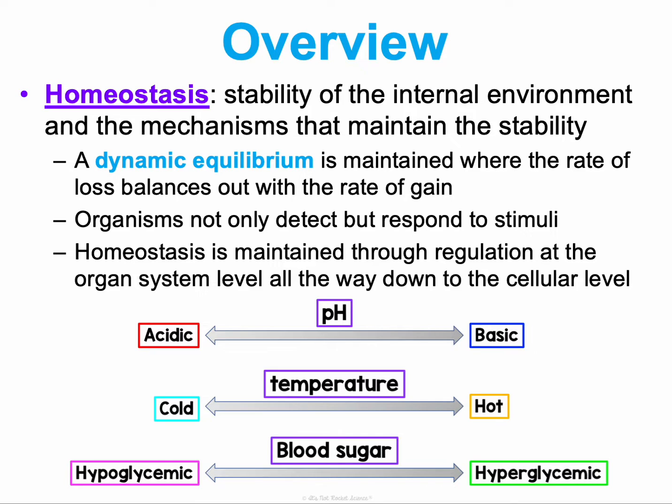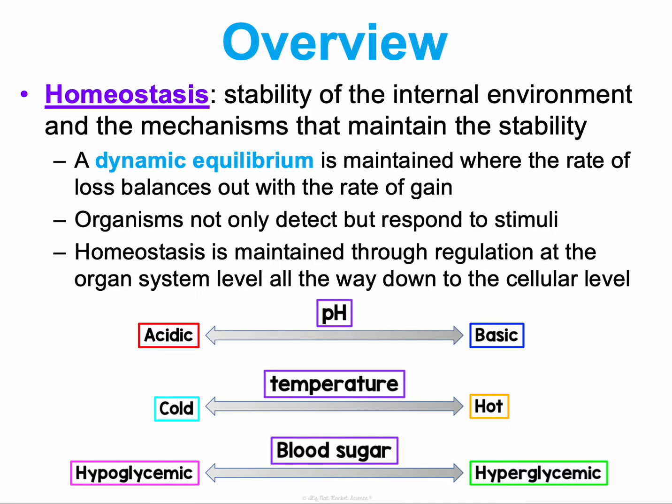Organisms are going to detect and respond to different stimuli that our bodies encounter, and that is what creates this dynamic equilibrium. Homeostasis is maintained through regulation at the organ system level all the way down to the cellular level.